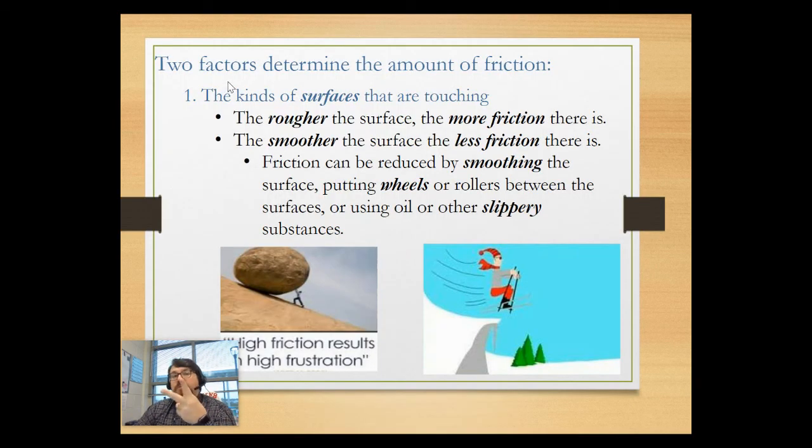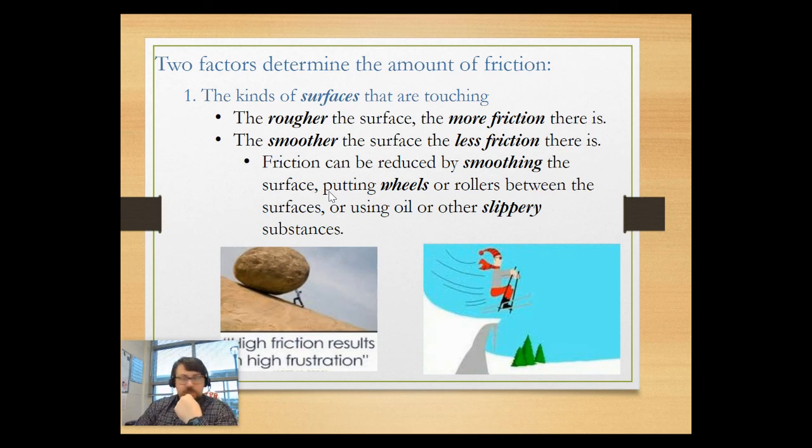So there's two factors that determine the amount of friction. The first is the kinds of surfaces that are touching. If you have two pieces of silk touching each other, there's not going to be a lot of friction. It's going to be smooth. Or you can have two pieces of sandpaper touching, and there's going to be a lot of friction because those are rougher. So the rougher the surface, the more friction there is. The smoother the surface, the less friction there is. Duh, that makes sense. Friction can be reduced by smoothing the surface. So you can sand stuff down to where there's less friction.